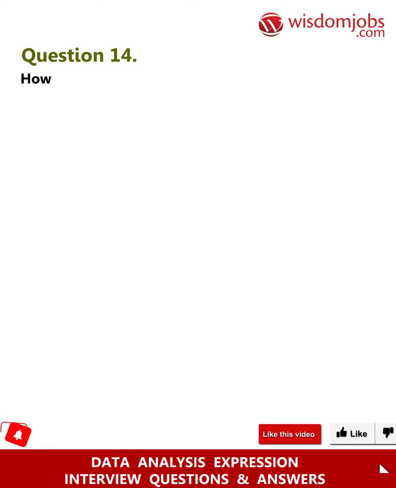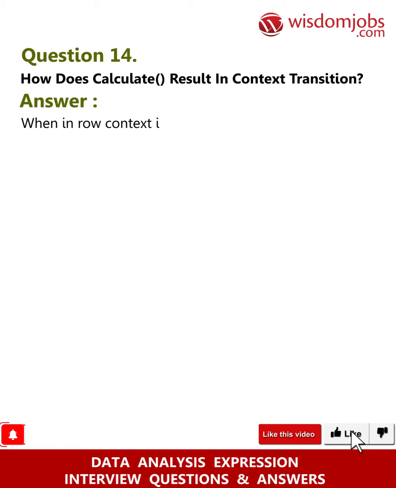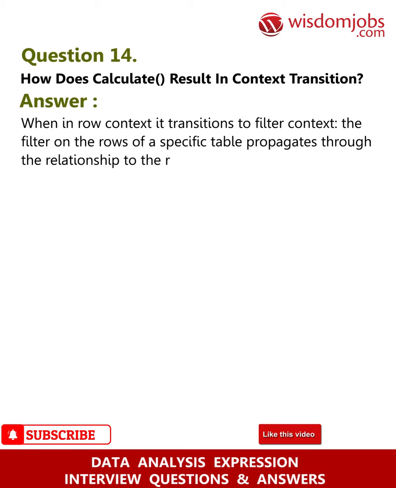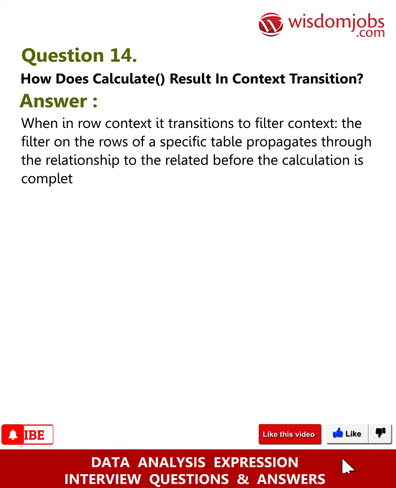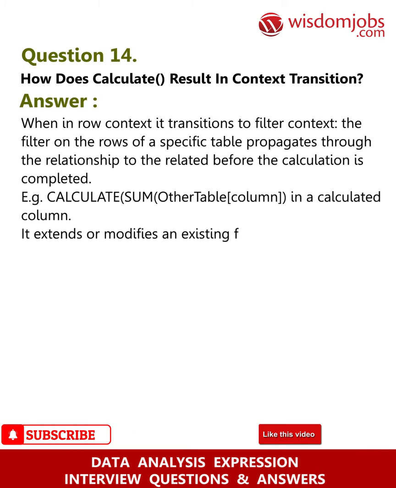Question 14. How does CALCULATE result in context transition? Answer. When in row context, it transitions to filter context. The filter on the rows of a specific table propagates through the relationship to the related table before the calculation is completed. For example, CALCULATE(SUM(other table column)) in a calculated column. It extends or modifies an existing filter context.